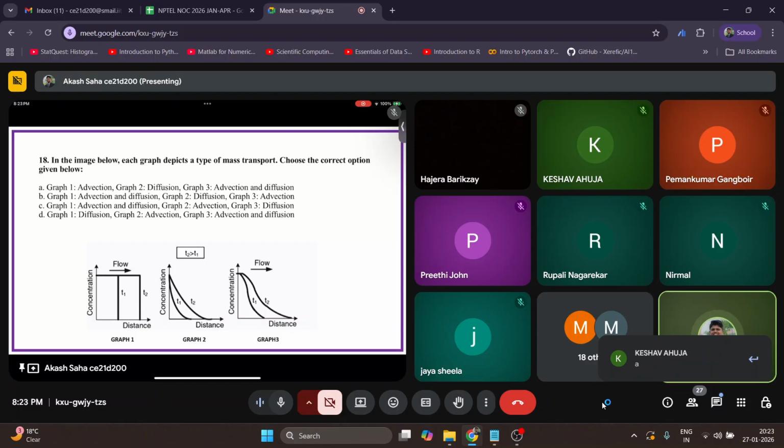This is nothing but the concentration versus distance graph. As I told you, in advection there is no change in the concentration. So the concentration remains the same throughout the distance, be it distance 1, distance 2, everywhere. Whereas in diffusion, due to the concentration gradient, the concentration changes with the distance. That's why you can see two lines in a decreasing trend.